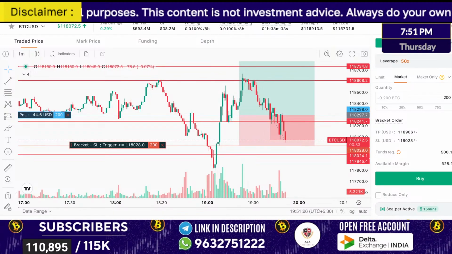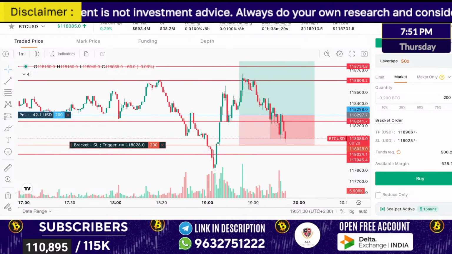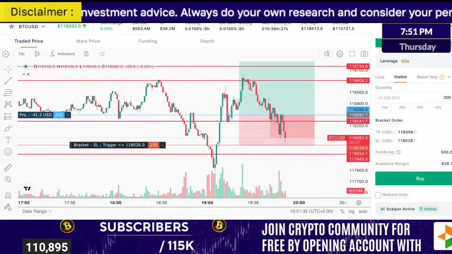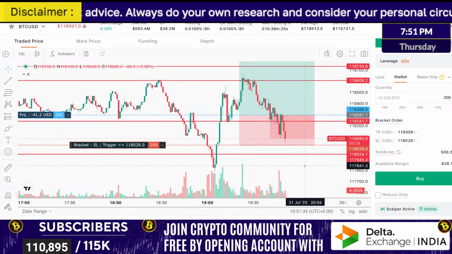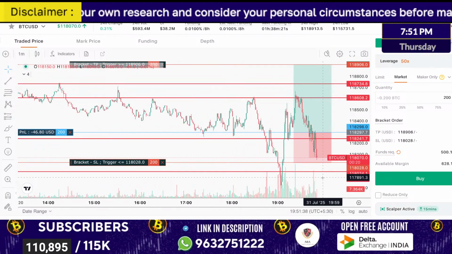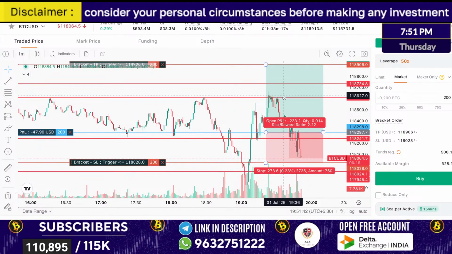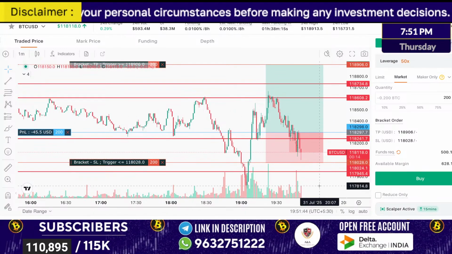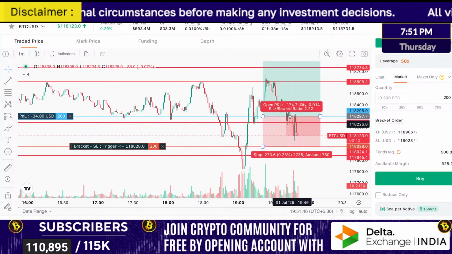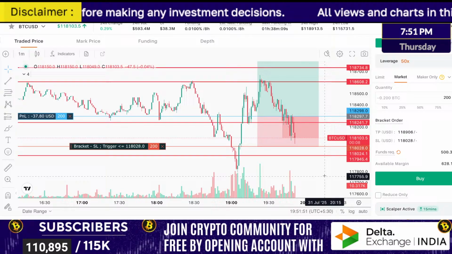I shorted from 1,18,600. Initially the view was that only. Okay, you shorted here. Okay, good for you. It would be nice profit. Trail your stop loss to maximum if possible.